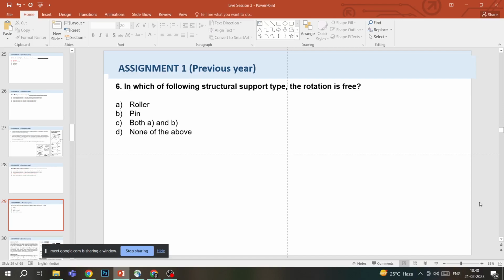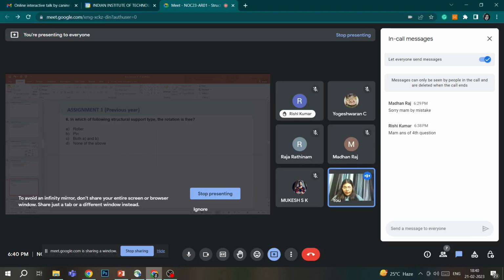Moving on to the next question. In which of the following structural support types is the rotation free?